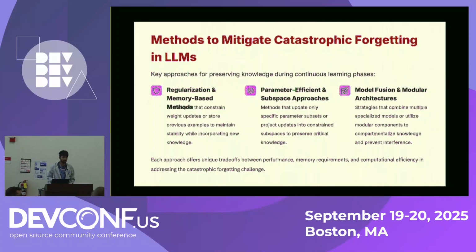This reduces forgetting, but at the same time, your model isn't as expressive as it was before because you're not using all the parameters in the model. The third bucket is model fusion and modular architectures, where you maintain separate model copies for each new specialized task that you're trying to learn. But again, this increases the model size. So each approach has its own unique trade-offs between performance, memory, and computational efficiency.